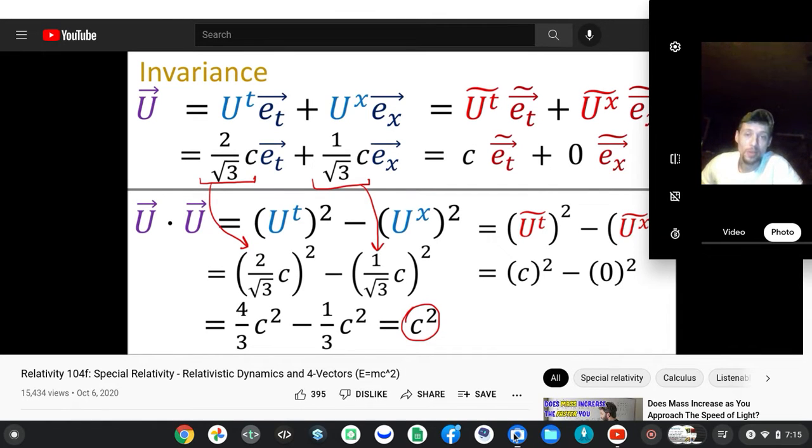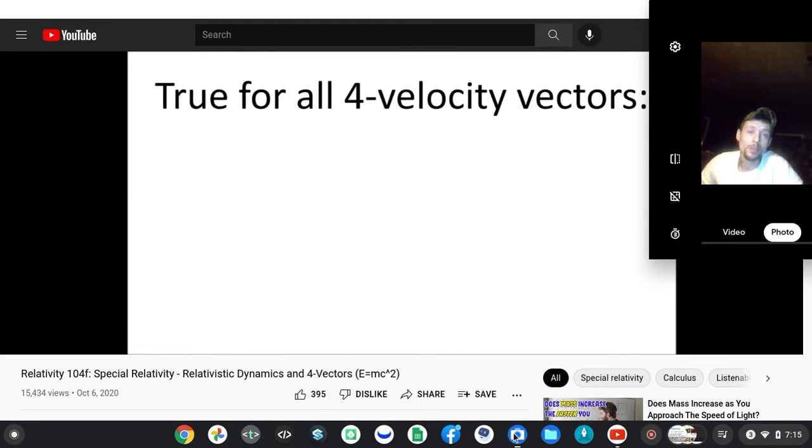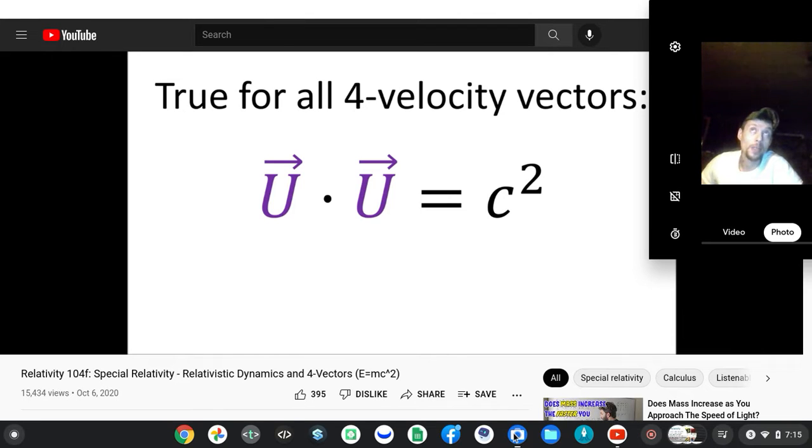This gives us the same result, minus c squared. It turns out that u dot u is equal to minus c squared for basically all four-velocity vectors. All four-velocity vectors have a Minkowski length of c, the speed of light in a vacuum.